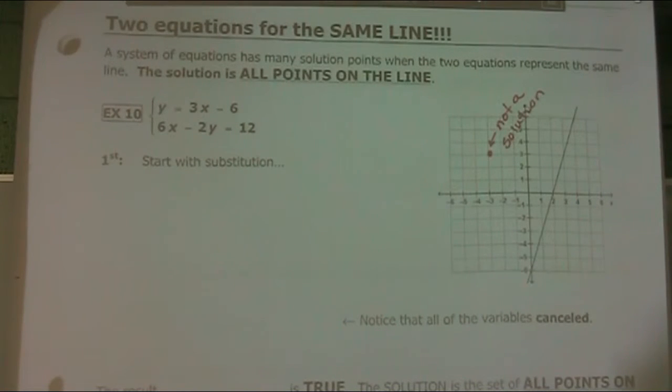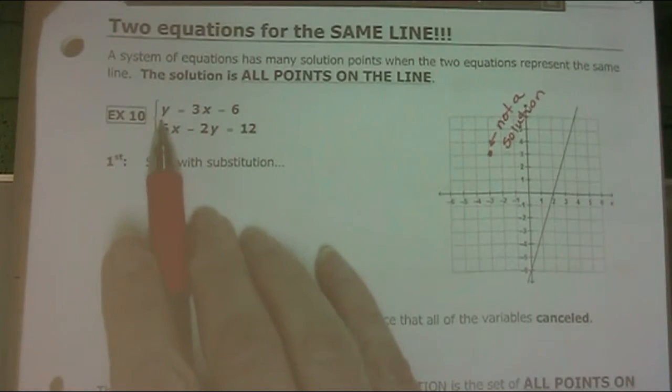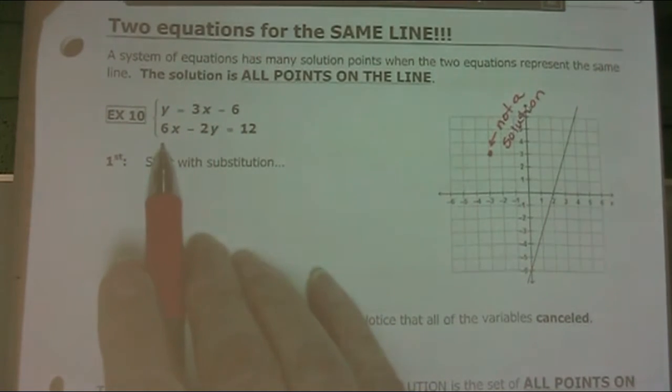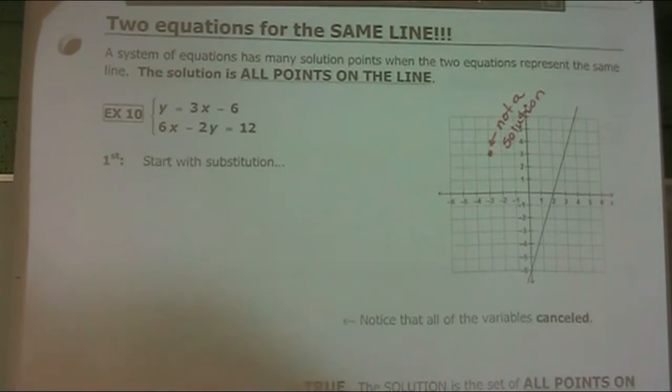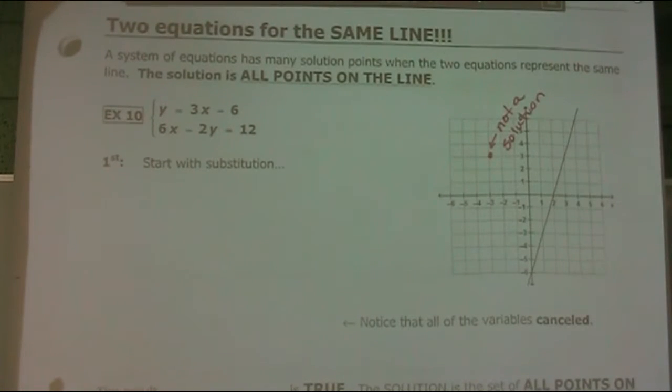So when we state the solution for this type of a system, we're going to say all points on the line, and we're going to identify it either with this equation or this equation. Doesn't matter which. But we're going to identify it as one of the equations. And I'll show you how we'll do that when we go through this problem.